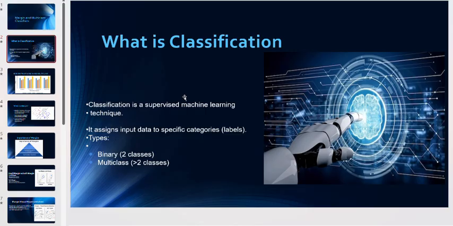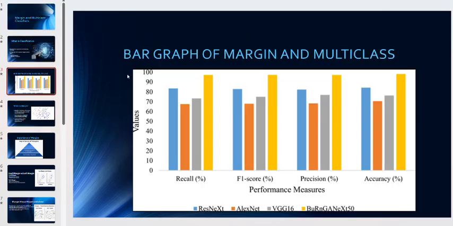In this, we mainly have two classifications. The first one is binary classification and the second one is multi-class classification. Binary classification has two classes, like spam or not spam. In multi-class, more than two classes are used, like recognizing the digits from 0 to 9. And this is the bar graph of the margin and the multi-class.